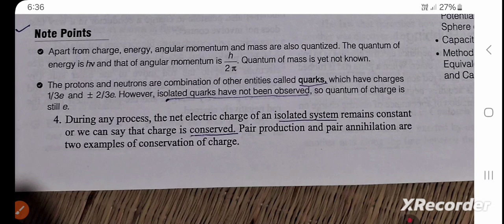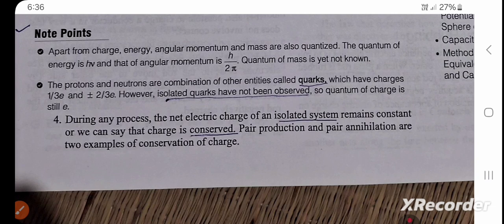Apart from charge, energy, angular momentum and mass are also quantized. The quantum of energy is h nu and the quantum of angular momentum is h by 2 pi. The quantum of mass is not yet known.